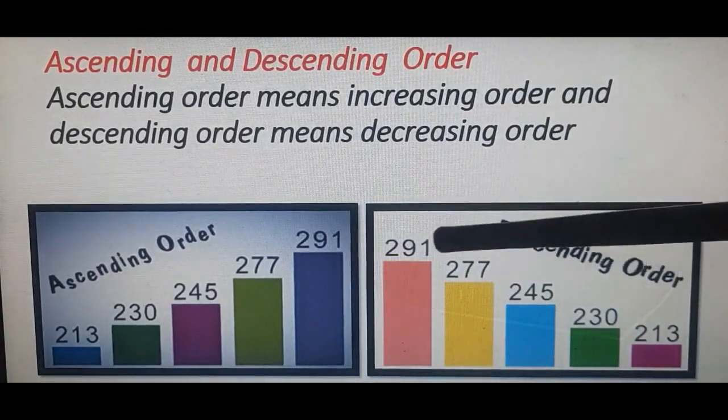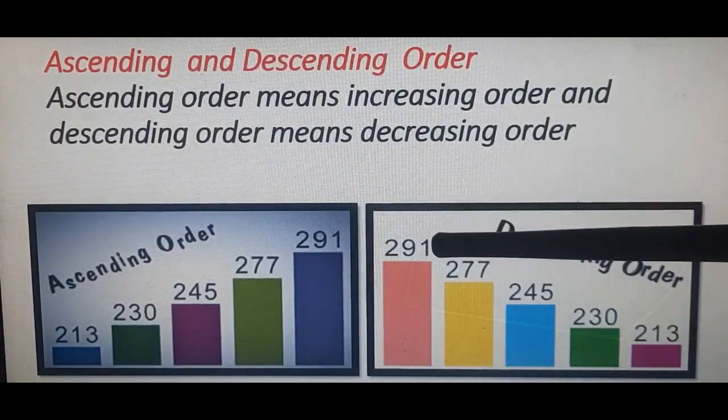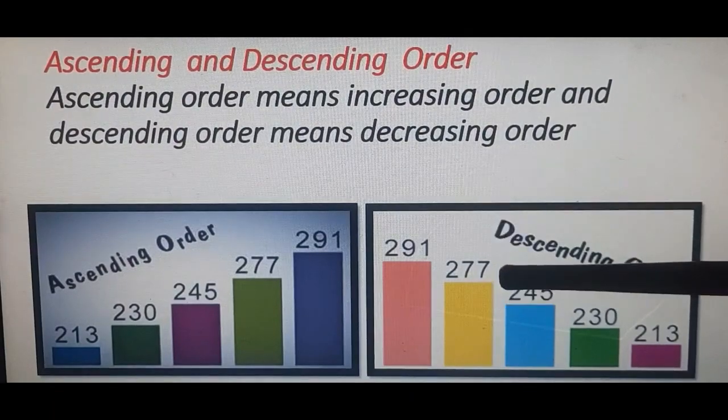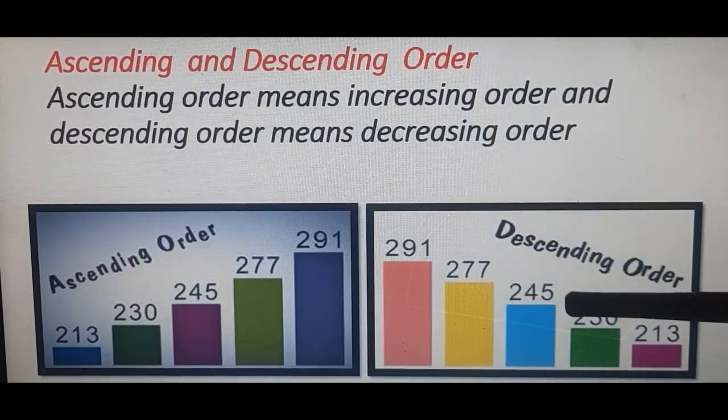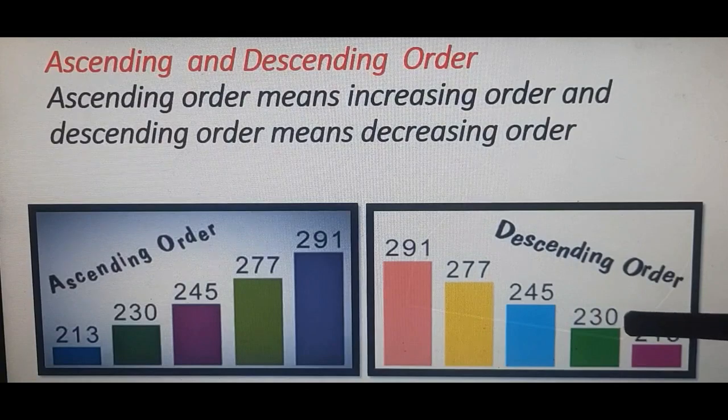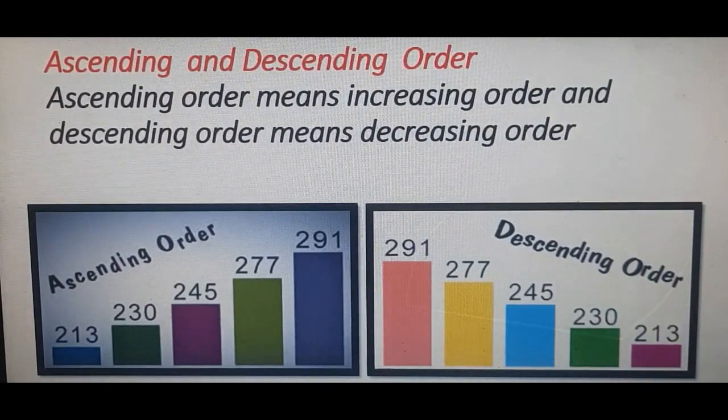And descending order means decreasing order. Smaller than 291 will be 277, next will be 245, next 230 and last will be 213. Understood?